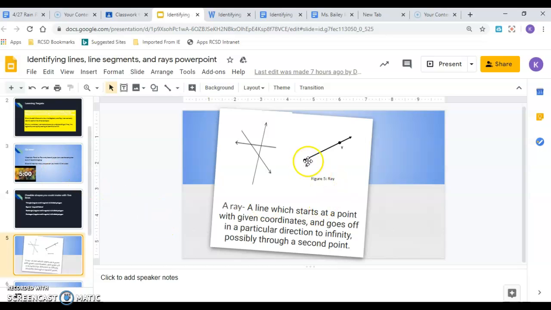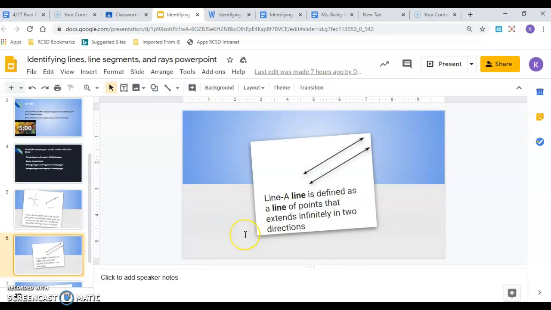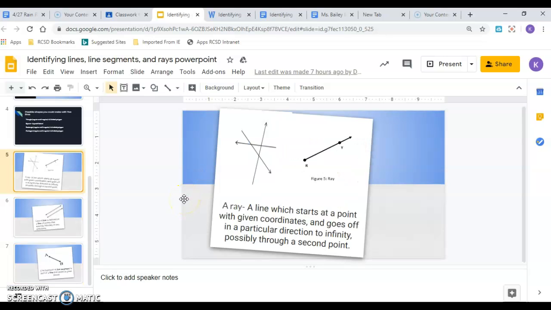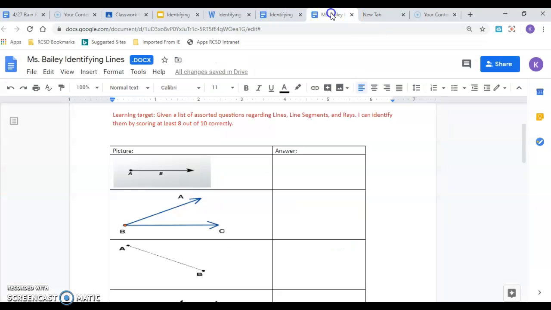A ray. This has 1 point and 1 arrow. Actually, this has 2 points and 1 arrow. A ray is a line which starts at a point and given coordinates goes off in a particular direction towards infinity, possibly through a second point. Possibly, so it doesn't have to have a second point. Okay, I think it's a ray. This has no points that I can see. This says 2 points and no arrows. So it's got to be a ray. So then I could come up here to my thing and I would type in here, ray. It's a ray. I just have to write ray.